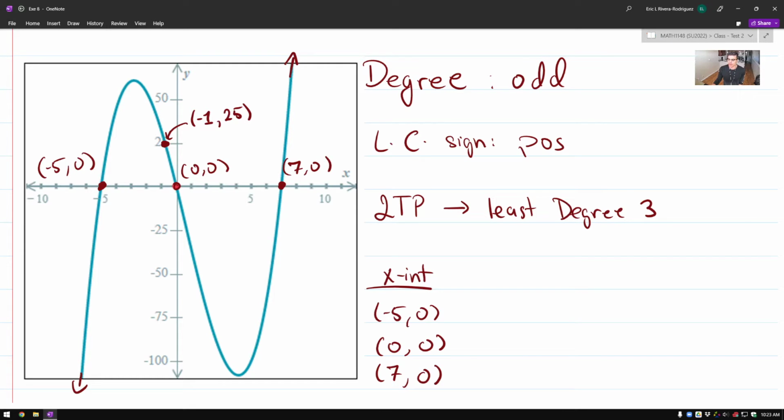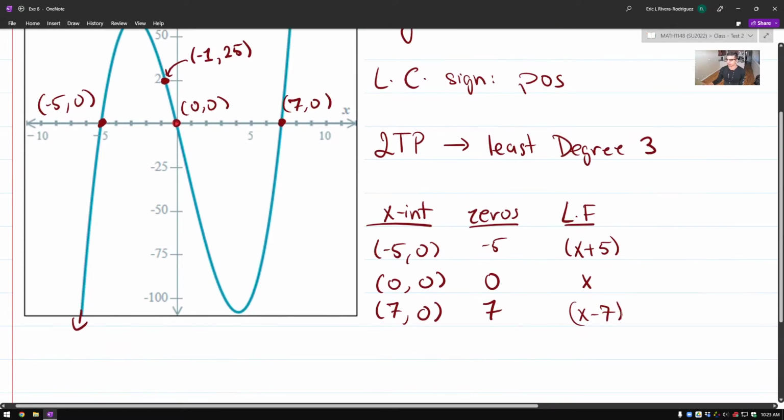What is the relationship between the x-intercept and the polynomial itself? Why the x-intercepts are important? So we can find the zeros and the linear factors. Correct. So we got zeros are -5, 0, and +7. Linear factors then are going to be x plus 5, x, and x minus 7.